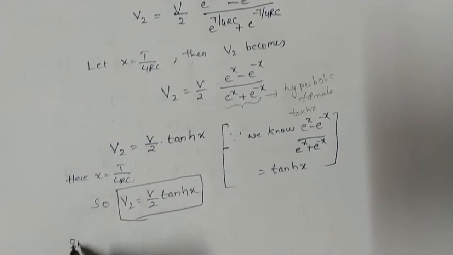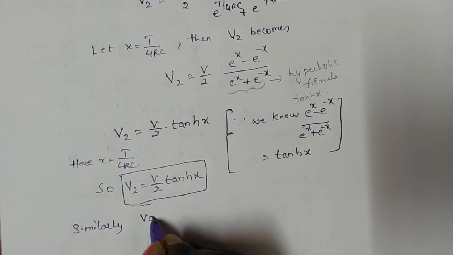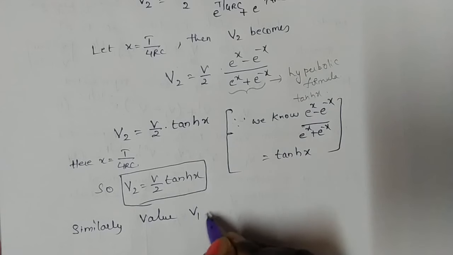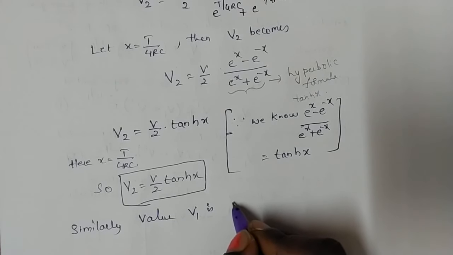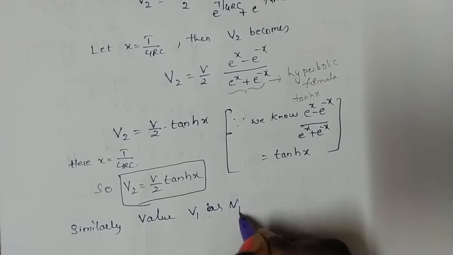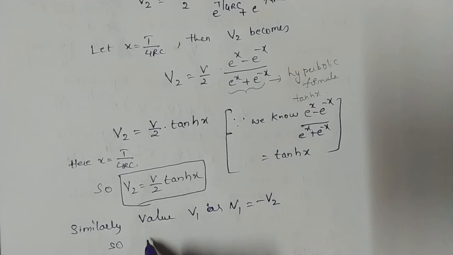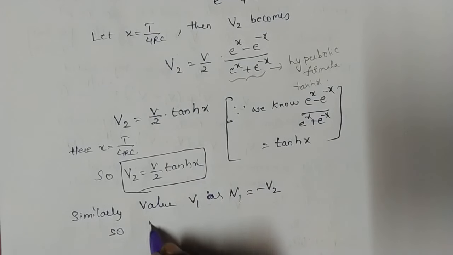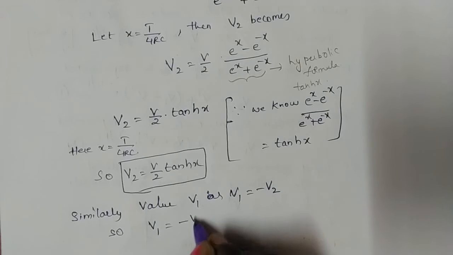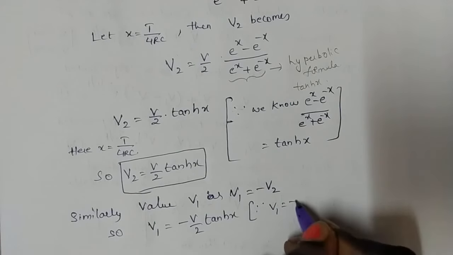Similarly, the value of v1 is also calculated. We know v1 equal to minus of v2. So v1 equal to minus of v2, that is minus v by 2 into tan hx, since v1 equal to minus v2.